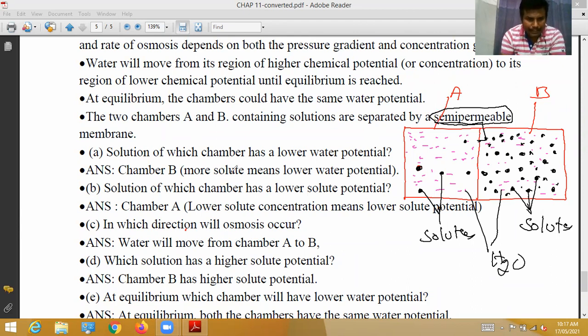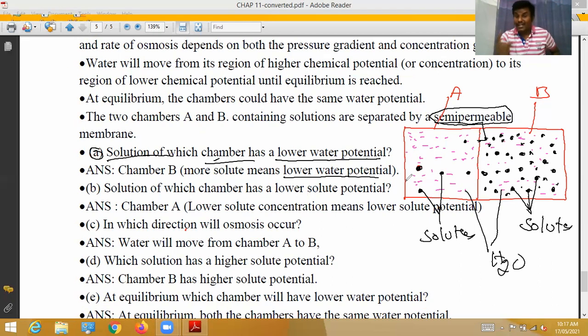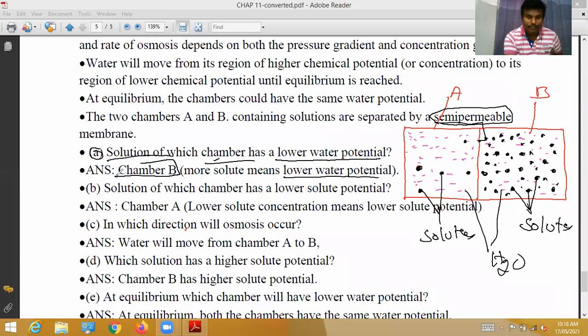See here, question A. Solution of which chamber has lower water potential? Generally, guess it. Here the solutes are more, so the water potential is less. More solutes means lower water potential. Carefully listen. Out of the two chambers, where are more solutes? These are all more solutes. More solutes are there in chamber B. So the water potential is less. Then the answer is chamber B.